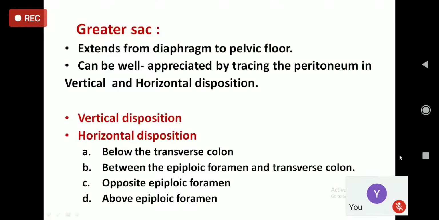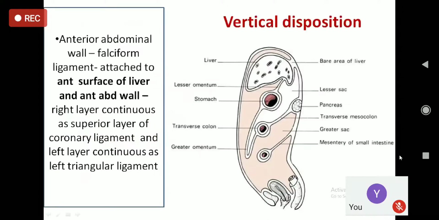So move on to the disposition of the peritoneum. The greater sac extends from the diaphragm to the pelvic floor and can be well appreciated by tracing the peritoneum in the vertical and horizontal disposition. The vertical disposition is a single topic, whereas the horizontal disposition can be studied at different levels: below the transverse colon, between the epiploic foramen and the transverse colon, opposite the epiploic foramen and above the epiploic foramen. The horizontal disposition we will discuss in another class. So move on to the vertical disposition.